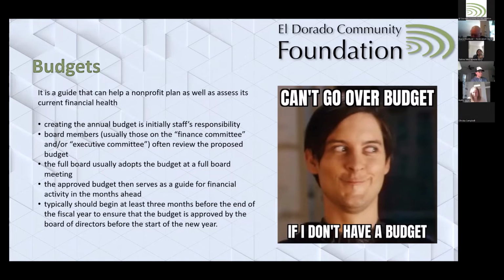Normally it should begin at least 3 months before your fiscal year ends. So if you are a fiscal year organization, your books end on 12/31. I would say start this in the month of August and September, and by the year end, normally it is approved, gone to finance, approved, and by January you would have to follow the budget.